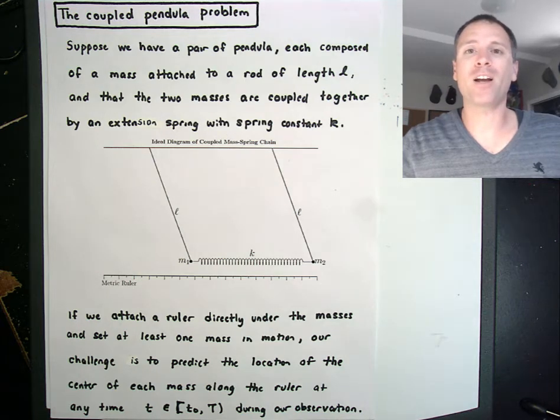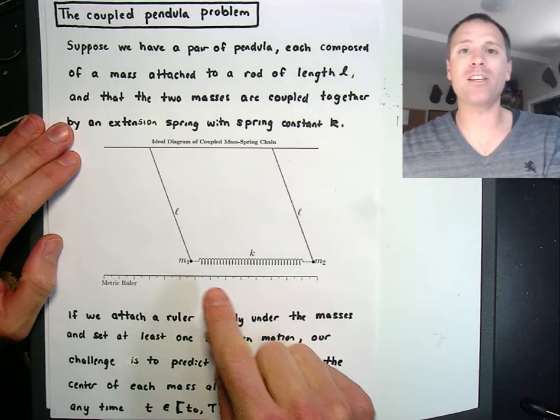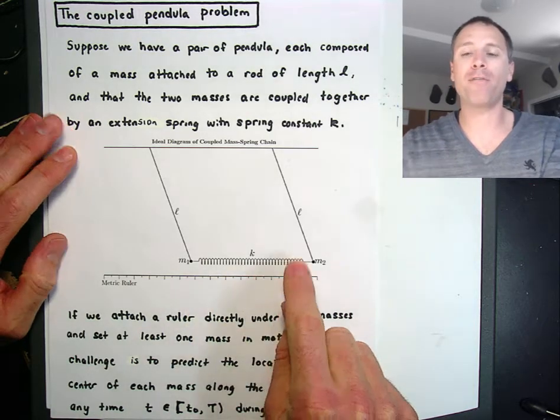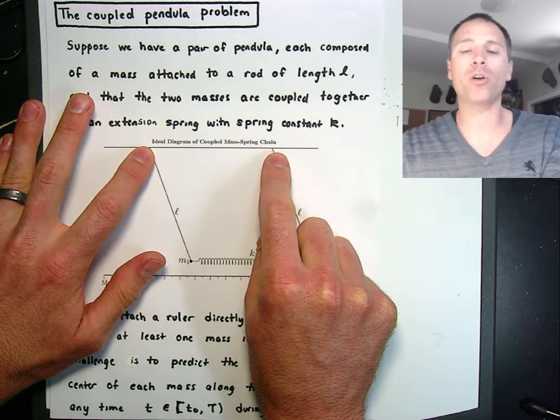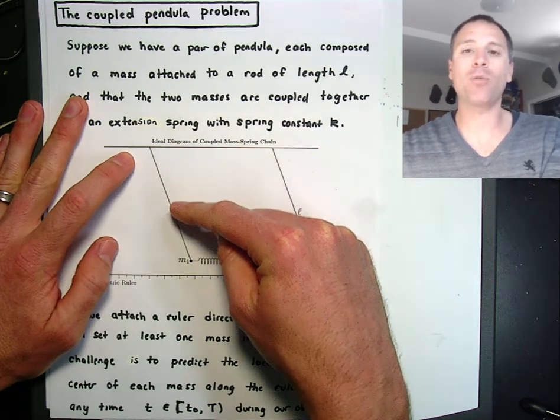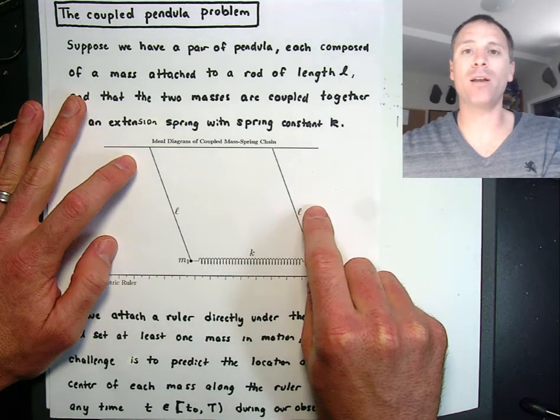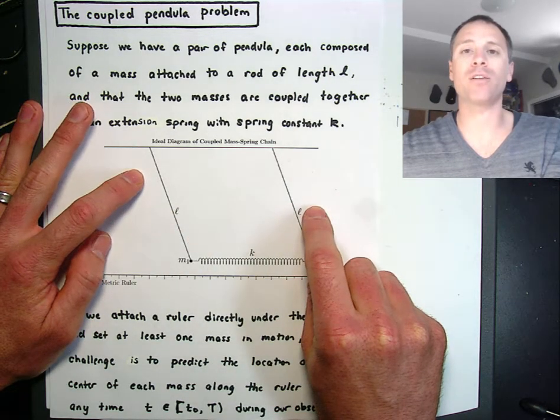We're talking about the coupled pendulum problem. Remember, in the description of this problem, we have these two pendulums that are fixed to a stable support structure. Each pendulum consists of an inextensible massless rod. We measured the length of each rod. In the two pendulums, those lengths are the same.